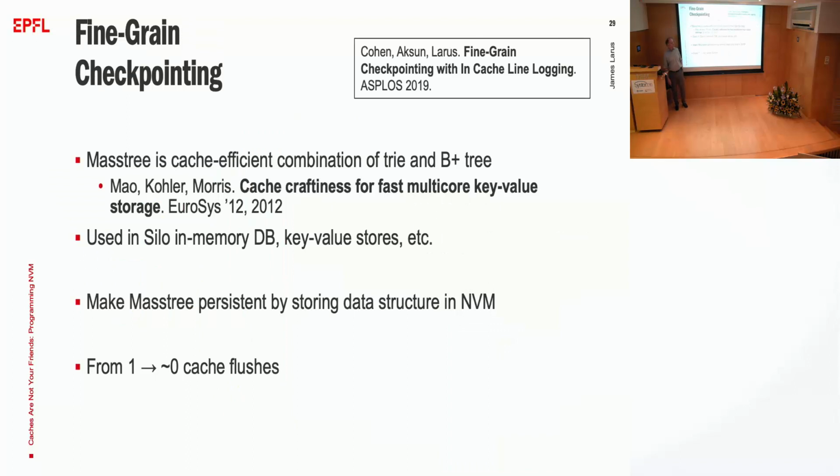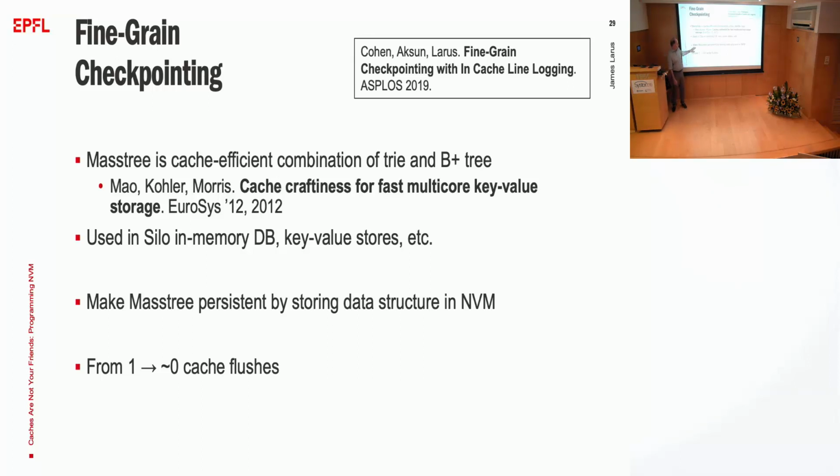So what we came up with is another technique called fine-grained checkpointing. And we demonstrated it by taking a data structure called Masstree, which was published a few years back now. It's a combination of a trie and a B-tree, which is a very, very cache-efficient data structure. It's used in the Silo in-memory database, key-value stores, a bunch of different applications of this sort. It's a very cache-efficient tree.